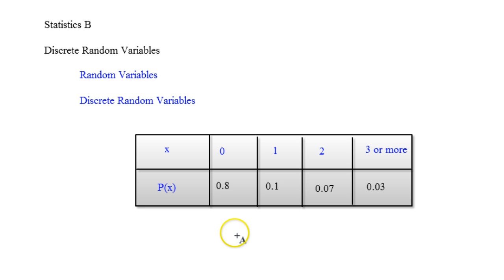Okay, so here's our numbers all set up. So what we need to do first is make sure that it all adds up to 1, or 100%, which it does. Then we can start finding probabilities. So let's say the probability of X being equal to 0. The probability of X being equal to 0 is 0.8. Pretty simple.